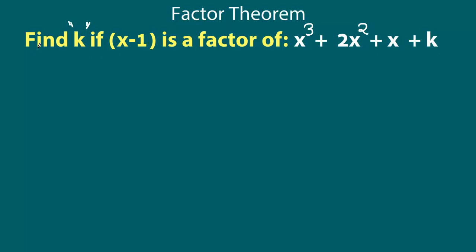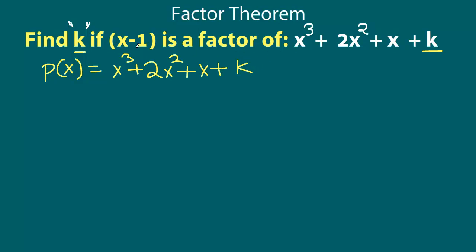Now find the value of k, where k is any number, if x minus 1 is a factor of this polynomial. So we have been given a polynomial p(x), and it is written in terms of k, where k is any real number. So our polynomial is x cubed plus 2x squared plus x plus k. And what is given is the fact that x minus 1 is a factor of the polynomial.